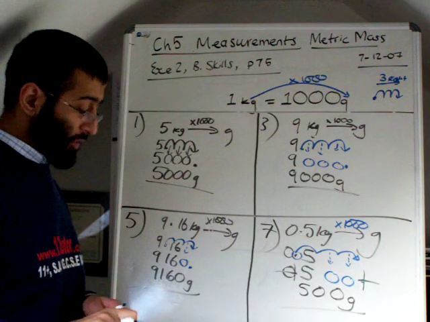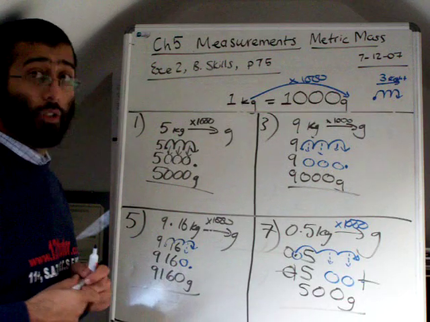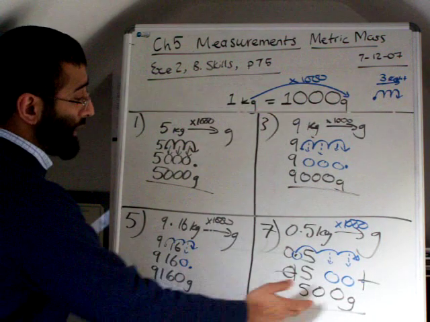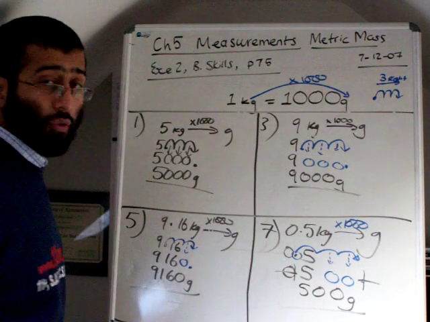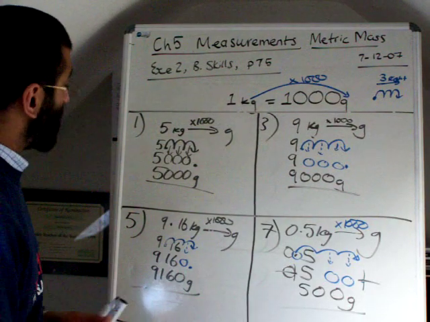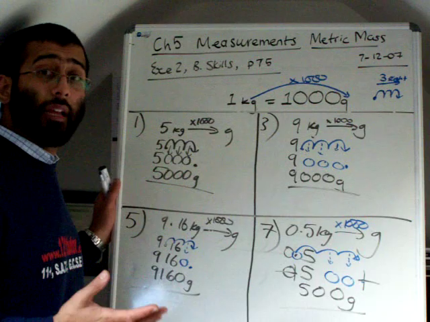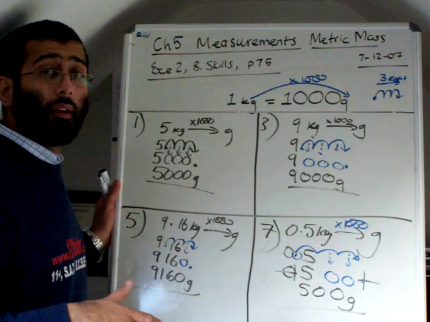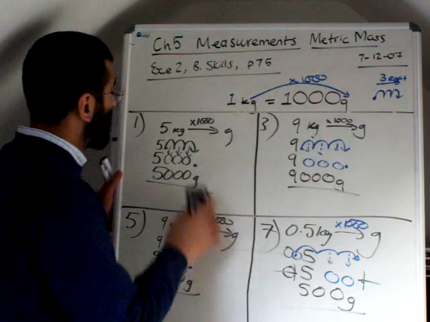So here's the first 4 questions, all done. 5,000 grams, 9,000, 9,160, and 500. And you can go through those again by watching the video again. Okay, I'm going to rub those out now. So if you want at any time, press pause. I'll rub them out and go to the next questions.